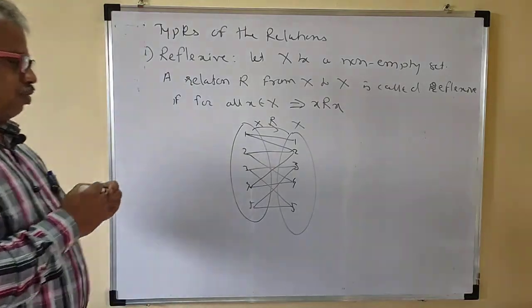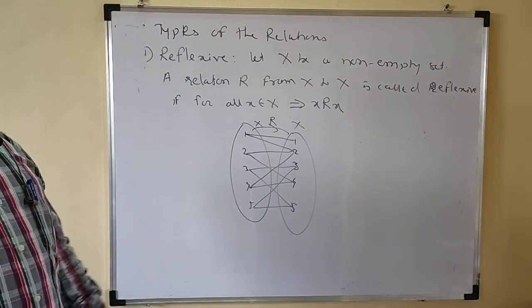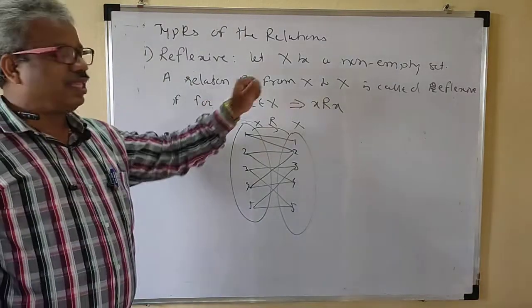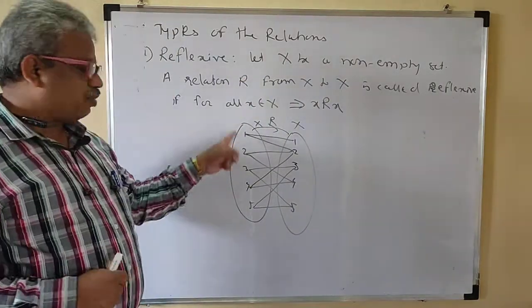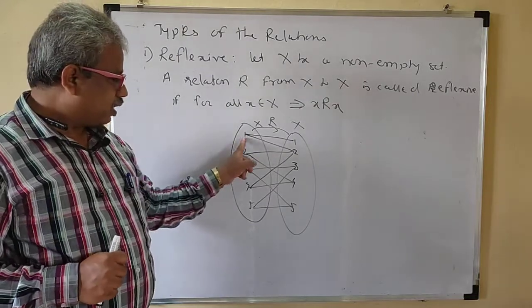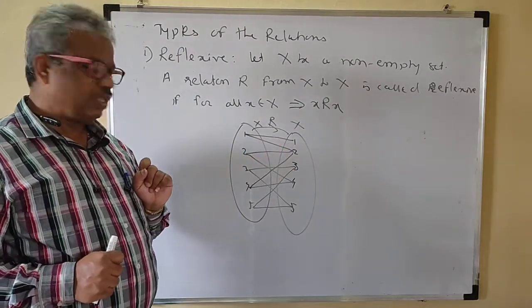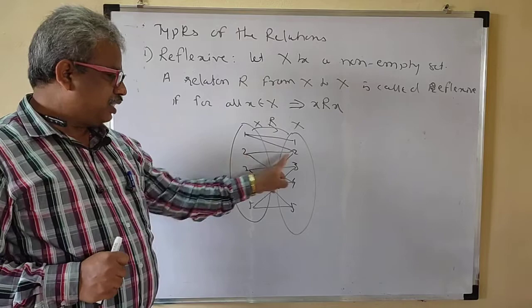Now we check whether this relation is reflexive or not. When we say that a relation is reflexive, every element is related to itself. So 1 is related to 1. Yes, 1 is related to 1. Now here, 2 is related to 2.